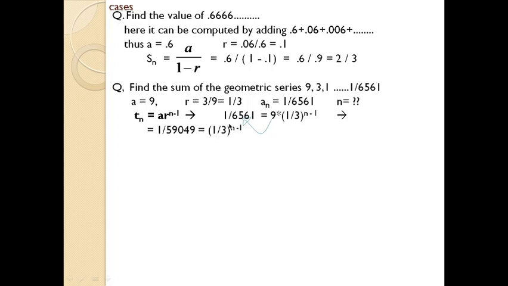I hope you are aware about this situation, step 1 by 6561 equal to 9. How we got 1 by 59049, it is as per the basic mathematical step. You are aware about it. So let's go with the further cases.